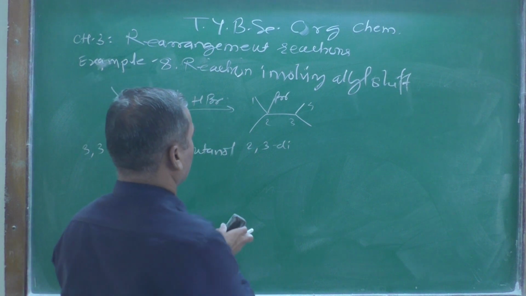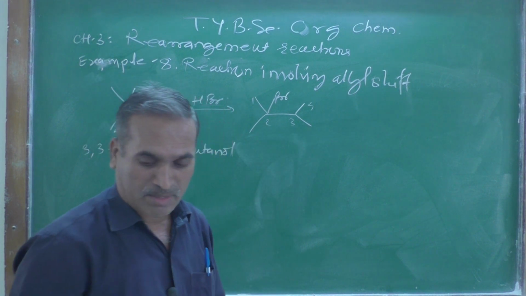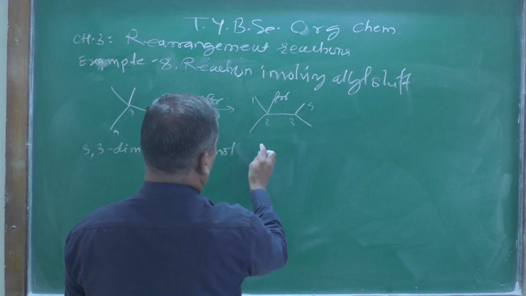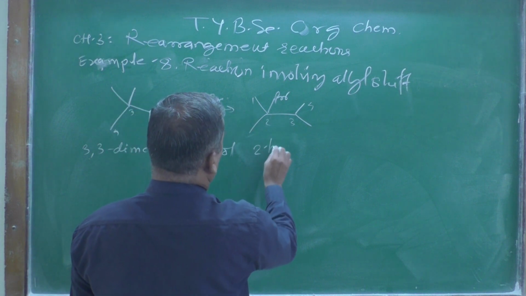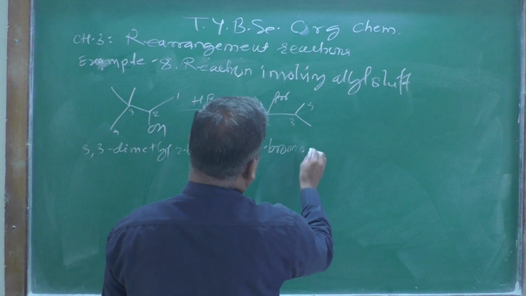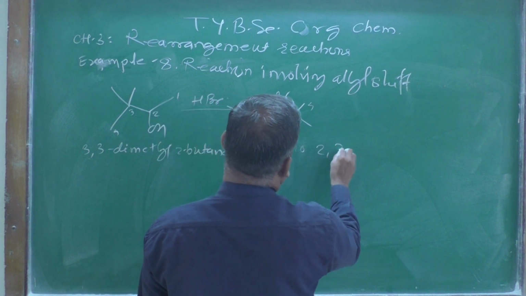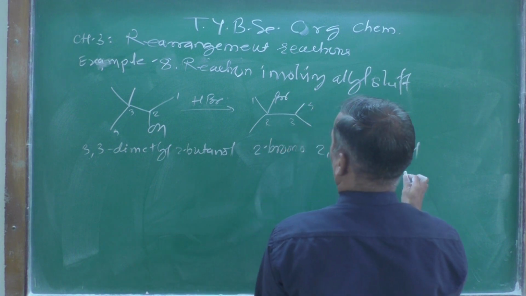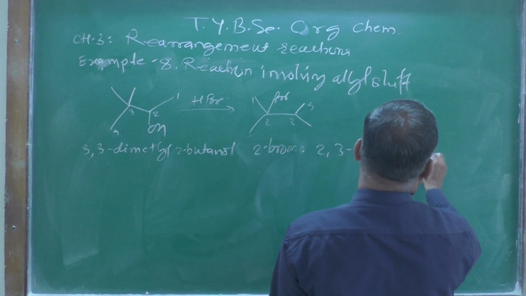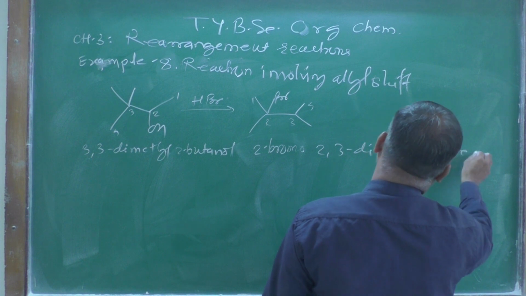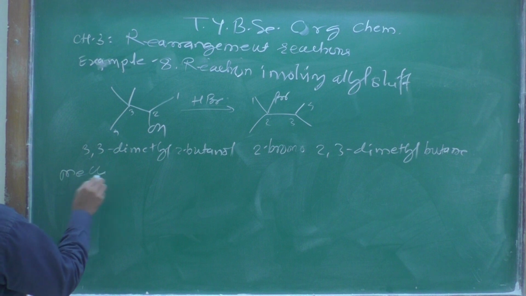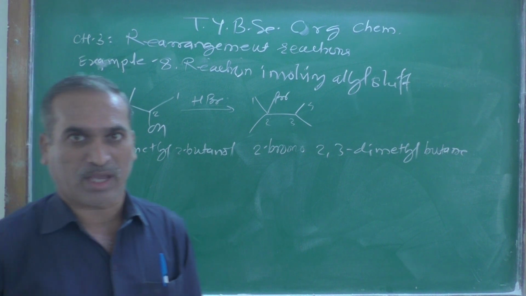the IUPAC name of this compound. So at 2 position, 2-bromo, then 2,3-dimethyl, 2-bromo-2,3-dimethylbutane. So that is the IUPAC name of this compound. How are we getting that one? Let us look at the mechanism.